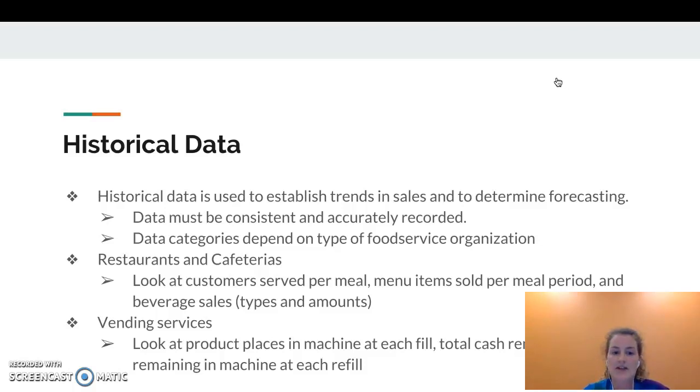Restaurants and cafeterias are going to look at different things than vending services are. They're going to look at the customers served per meal, menu items sold per period, and beverage sales. Vending services are going to look at the total cash that has been put into the machine, the drinks or food that is left in the machine, and the ones that were sold more rapidly.